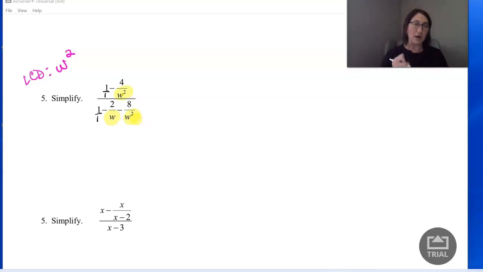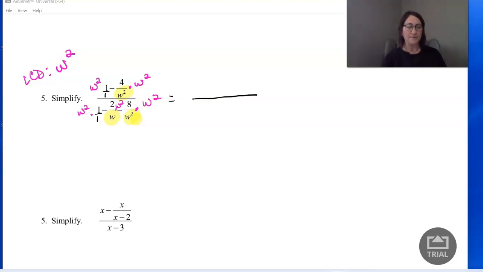So now I'm going to multiply all of my terms. I have 5 terms. So it's going to be w squared gets multiplied here, times that 4 over w squared, times that 1 in the bottom, times that 2 over w, and times the 8 over w squared. All right. So now let's look at that numerator. I've got w squared times 1. Well, that's just w squared. And then a minus. Then my w squareds reduce. So I've got a 4.